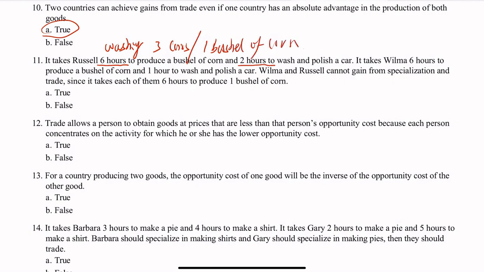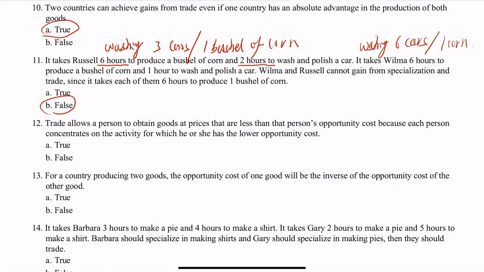Wilma needs 6 hours to produce corn and 1 hour to wash a car. So the opportunity cost is washing 6 cars for 1 bushel of corn. Okay. So what I can see here is Russell actually has the lower opportunity cost in producing corn. This implies that Russell has the comparative advantage in corn, so we should let Russell specialize in producing corn, right? So you should choose false here.